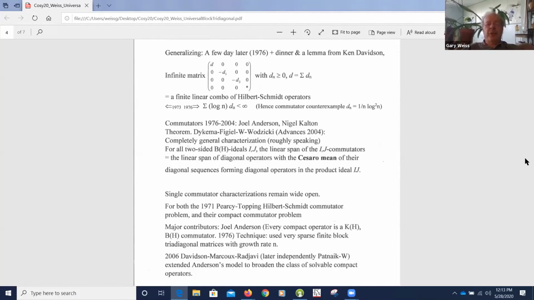Before I get to that, let me just tell you what this result was. I had shown in '73 that the summation of log n dn, when the dn's were positive and added up to the d, was a sufficient condition to guarantee that it was a sum of Hilbert-Schmidt commutators, which was another question Pierce and Topping had asked. Here I'm showing it's a necessary condition. To do that, you need to expand a little bit on the block tridiagonal forms. I'll mention that expansion. Anyway, this result blossomed into work from Joel Anderson and Nigel. Joel Anderson's work was not related to the Hilbert-Schmidt problem, but it blossomed into our recent work on the limitations of his techniques. I'll try to mention some of that.